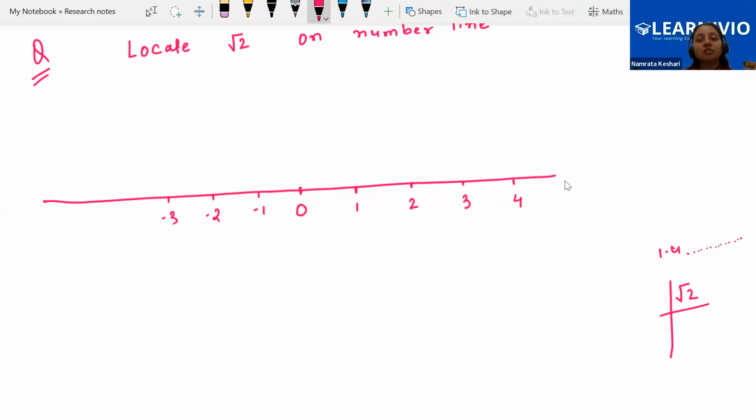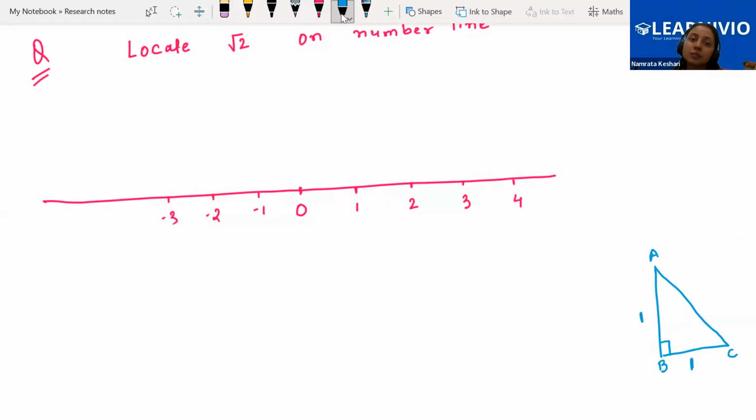So exactly we are not sure how to locate this irrational number, but we can take the help of Pythagoras theorem and we can locate it on the number line. Pythagoras theorem says if you are able to make a triangle where one side of the triangle you maintain as 1 centimeter, and another side you also maintain as 1 centimeter, then automatically your hypotenuse will come out as root 2. So far, is it clear to everyone, which we were discussing in the previous class?